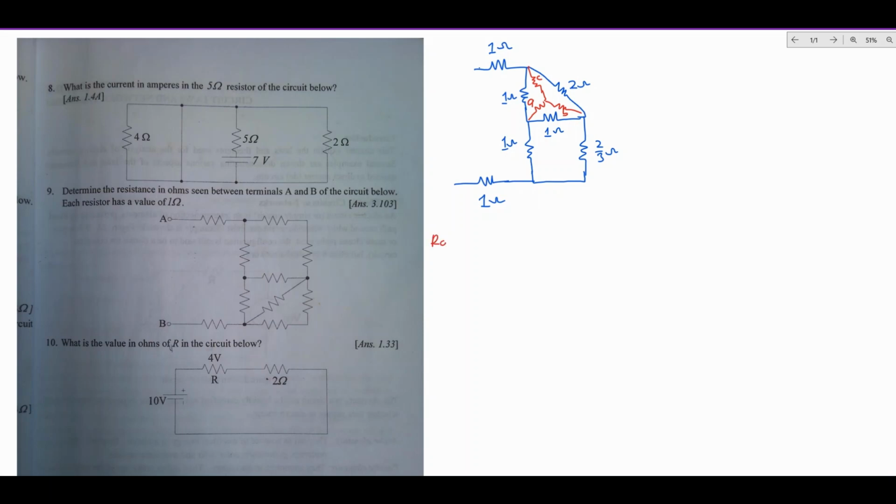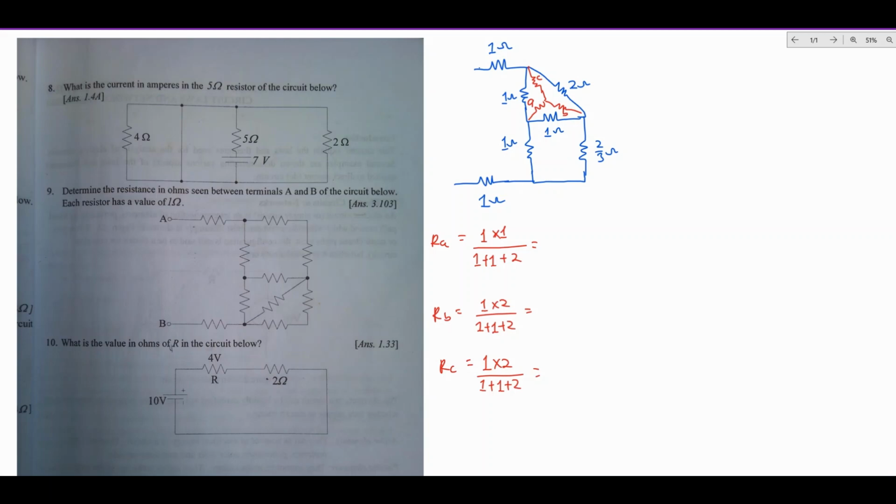So we're going to have Ra equal to 1 times 1 divided by 1 plus 1 plus 2. Then Rb equal to 1 times 2 divided by 1 plus 1 plus 2, and Rc also equal to 1 times 2 divided by 1 plus 1 plus 2. Let's simplify them and see what we get.